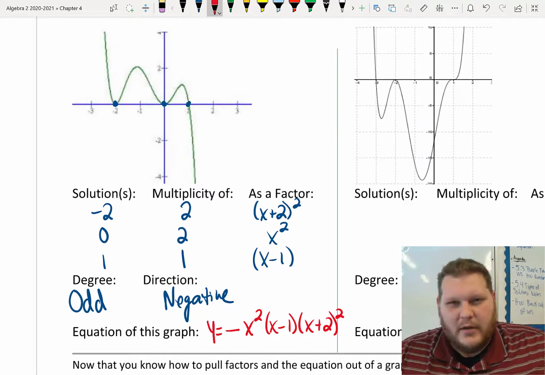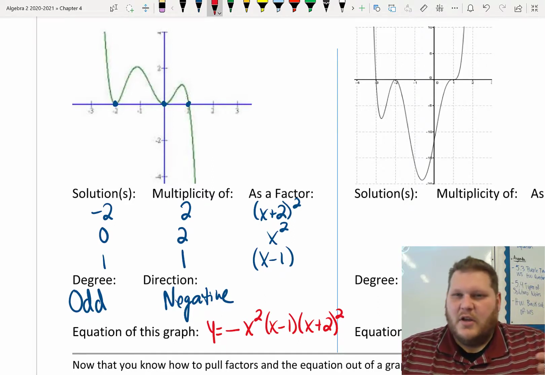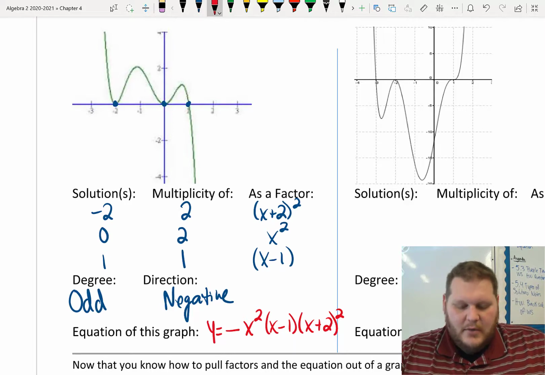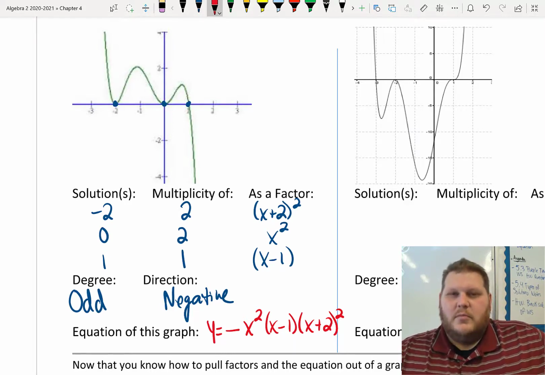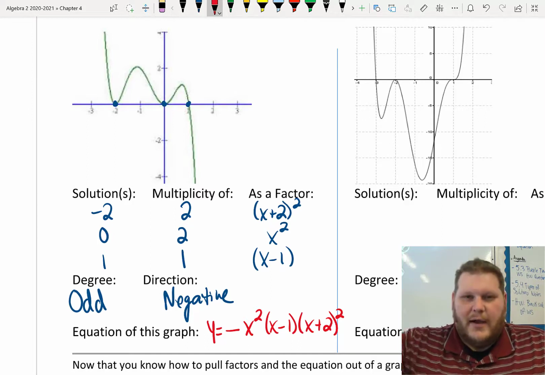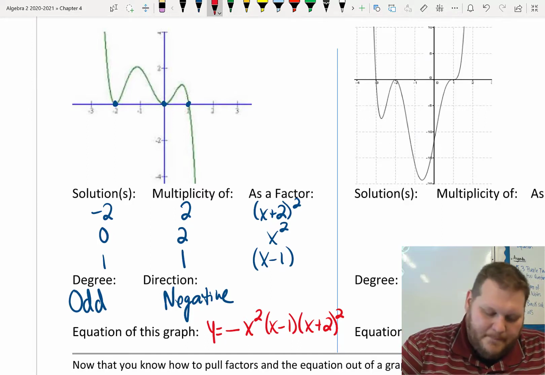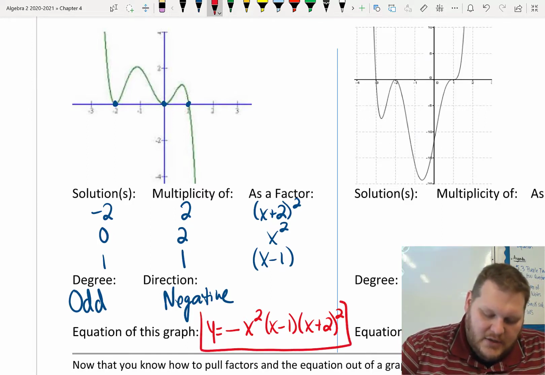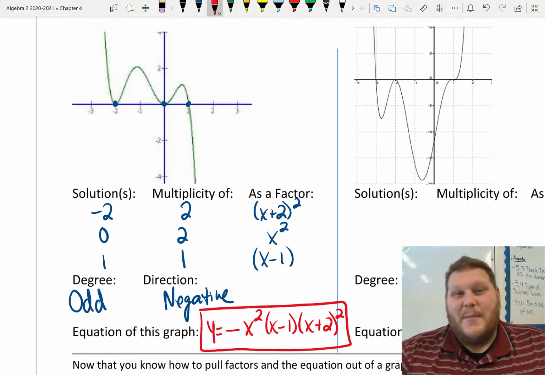Order does not really matter. We know that multiplication is commutative, meaning it doesn't matter what order you multiply in. I usually just like to keep, if I have an x squared term, we'll just leave it out in front, and then I go ascending exponents after that. But as long as you got the negative and then each of those three factors, it doesn't matter what order they're written in.